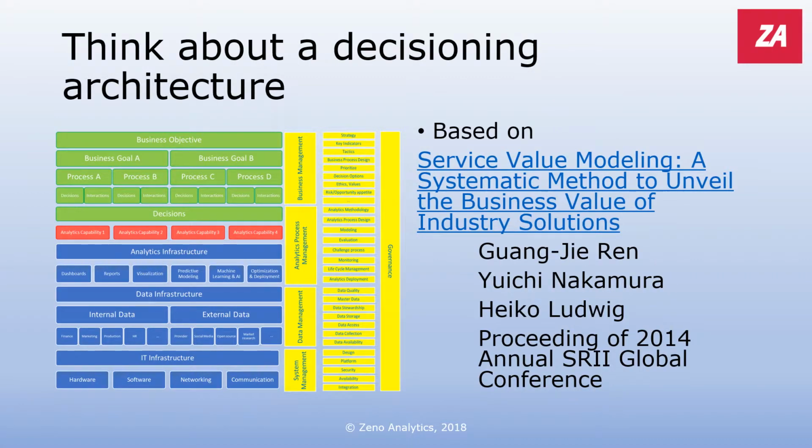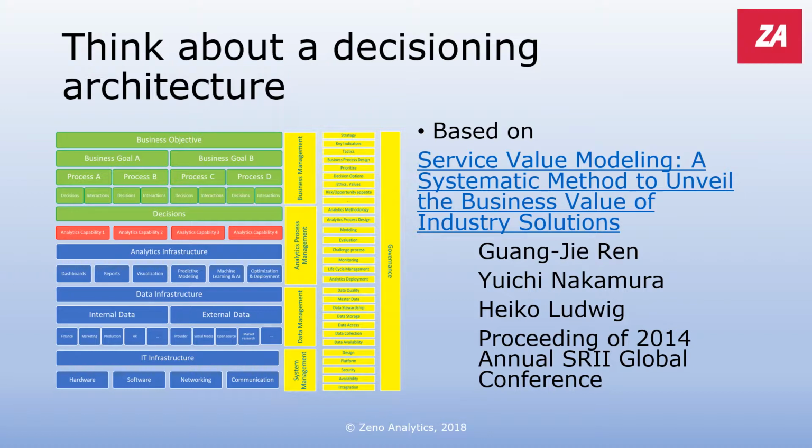You also need to think about a decisioning architecture, where you look at what are my business objectives, what are my business goals, what are the decisions that I make, what is my analytic infrastructure, what is my data infrastructure, and what is my IT infrastructure. And you also need to look at the different functions and the different responsibilities on the right-hand side, and you need to think about the governance of that process.